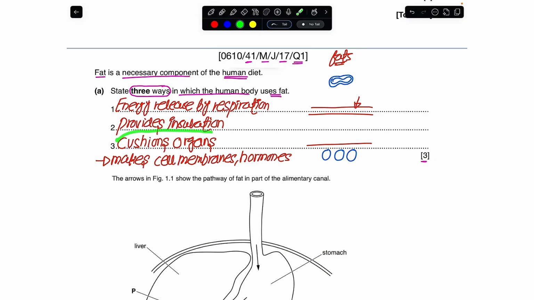Our internal organs also have fat deposited on them, and it helps to cushion the organs. If you forget any of these three points, other valid points are that fats are used to make cell membranes and hormones as well. And what hormone is fat based? This is the testosterone hormone, which develops the male secondary characteristics.